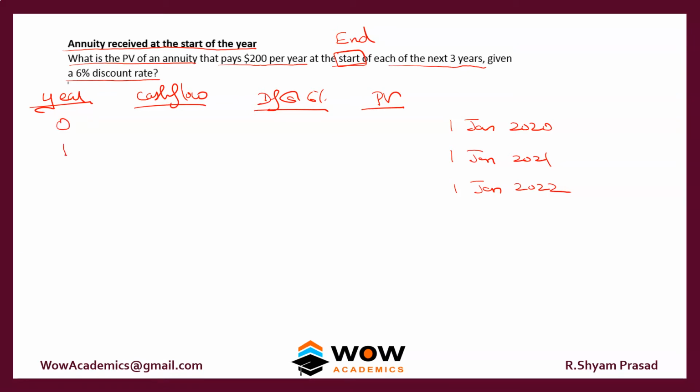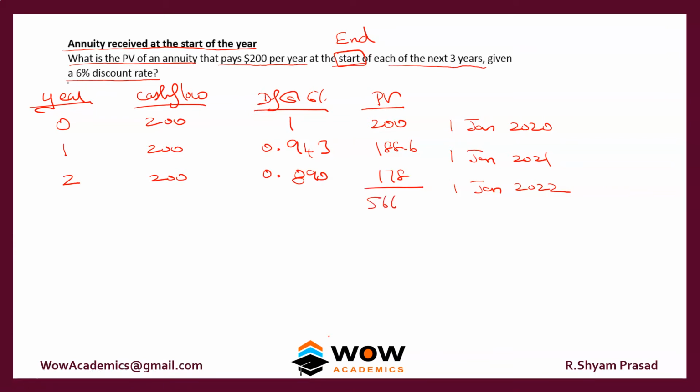The next year will be the first year, then the next year will be the second year. The cash flow that is received is the same, 200. The factor for the 0th year is always 1. From there on you get the decimal numbers. So this will be 0.943 and this will be 0.890. So you'll multiply and get the numbers. This will be 200, this will be 188.6, this will be 178. If you add all of them together, you will get 566.6. So that is the present value of annuity.